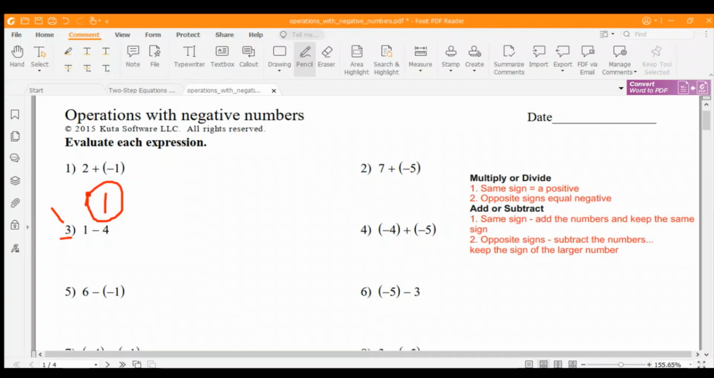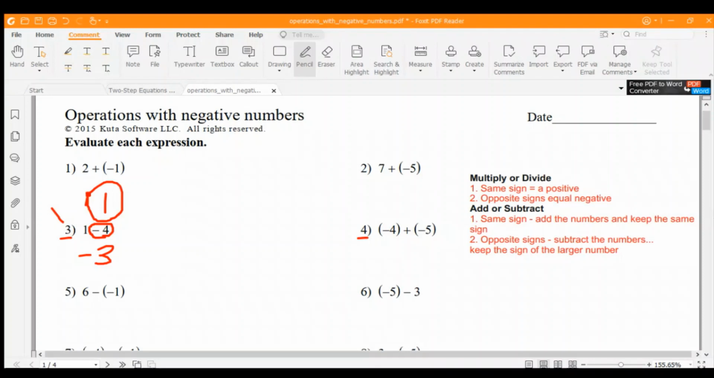The difference between 1 and 4, 4 take away 1, right? That would be 3. But notice this time 4 has that minus sign in front of it. 4 is bigger than 1, so I'm going to make sure I say that that's a negative 3. Does that make sense? Now, while we're on this subject, I want to take a look at numbers 4 and 5, because they're definitely a little different. If you look at number 4 right here next, you have a negative 4 plus a negative 5. And you have to ask yourself, am I multiplying, dividing, adding, or subtracting? Well, once again, I'm adding and subtracting.